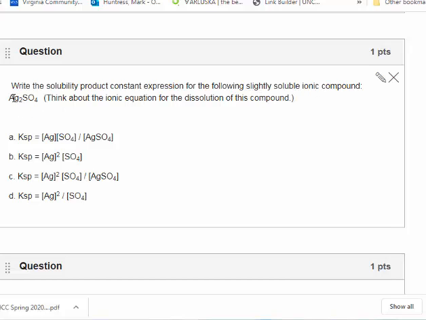Yeah, we're assuming that Ag2SO4, the silver sulfate, is a solid, and then it dissolves into the separate ions of silver plus and SO4 2 minus. And ask yourself, do solids appear in the equilibrium constant expression, or solubility product constant?